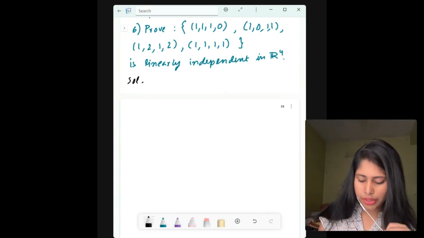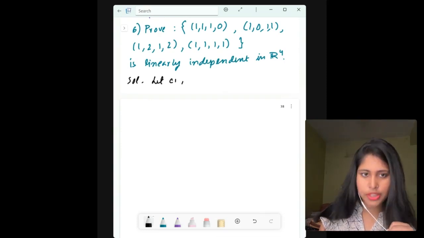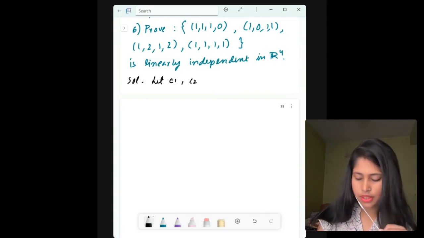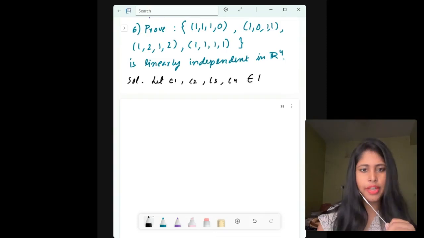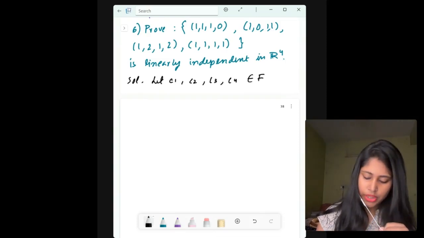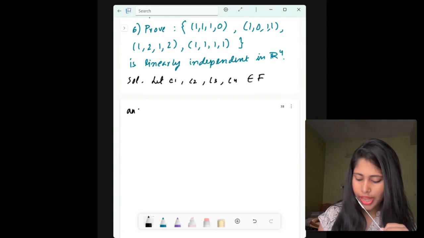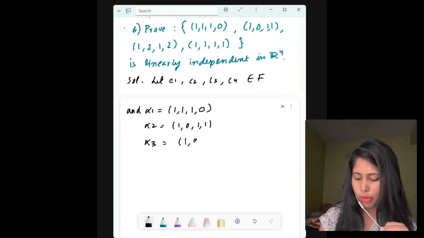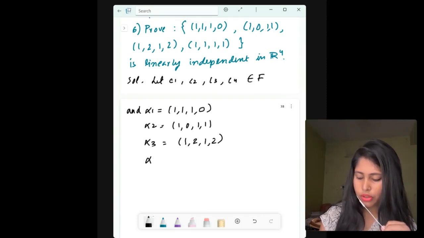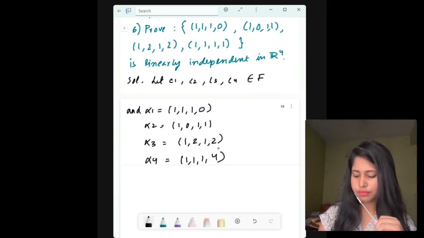See, first we need to write what? Let C1, C2, C3, and C4 all belong to F. F is what? The field, right? And here alpha 1 is given as 1 comma 1 comma 1 comma 0. Alpha 2 is equal to 1 comma 0 comma 1 comma 1. Alpha 3 given here is 1 comma 2 comma 1 comma 2, and alpha 4 is 1 comma 1 comma 1 comma 1.